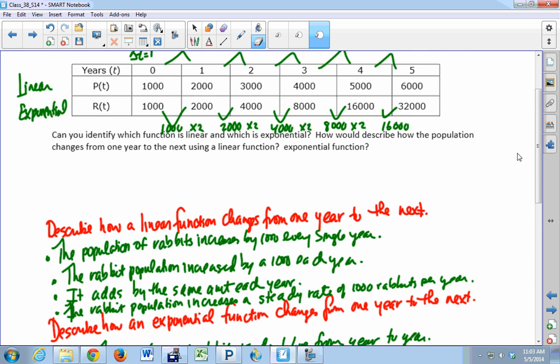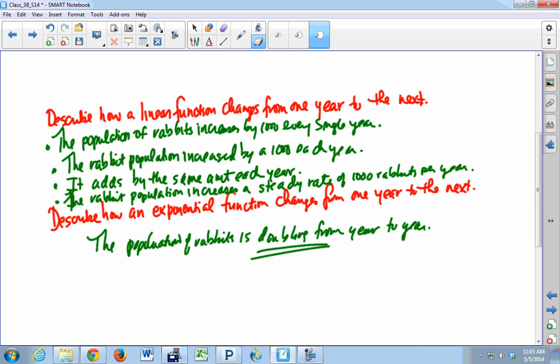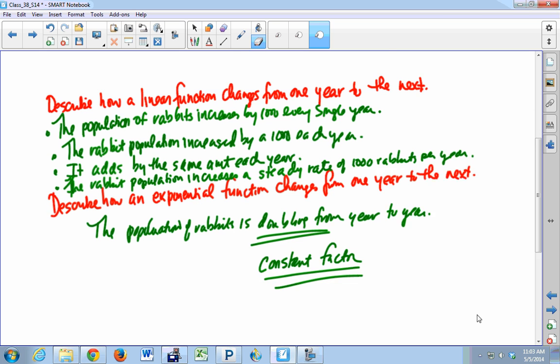Okay, so if you're looking for this doubling, this is a constant factor. That's the difference. Up here you had a constant rate, 1,000 rabbits per year. Now it's a factor. It's a number you're multiplying by from one year to the next. So you're multiplying by a constant factor. How do you find that factor?